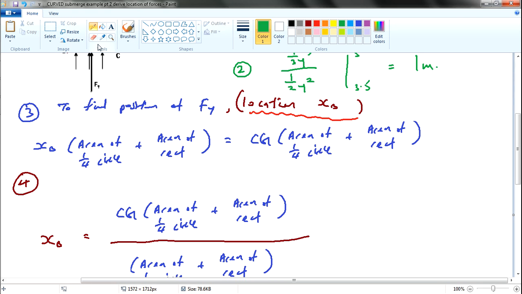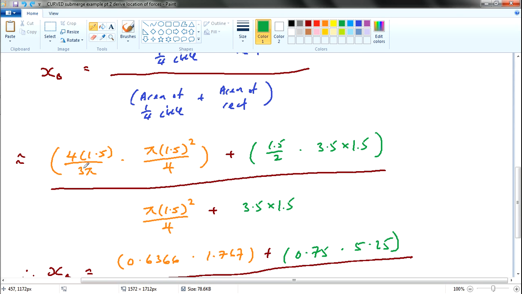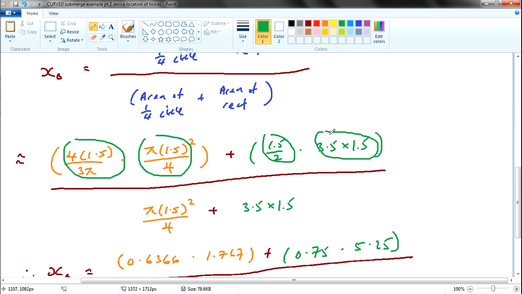However, you may be tempted to say, okay, since this one is equal to this one, you can cancel it. So no, it's not the case, because when you multiply in the term CG, this is the sum term CG. The CG itself is for circle and rectangle. So in this case, this is the CG for circle, this is the area of circle, this is CG for rectangle, this is the area of the rectangle.